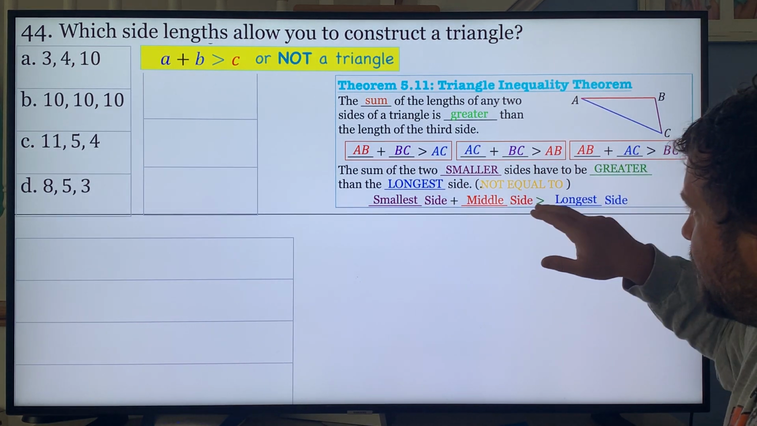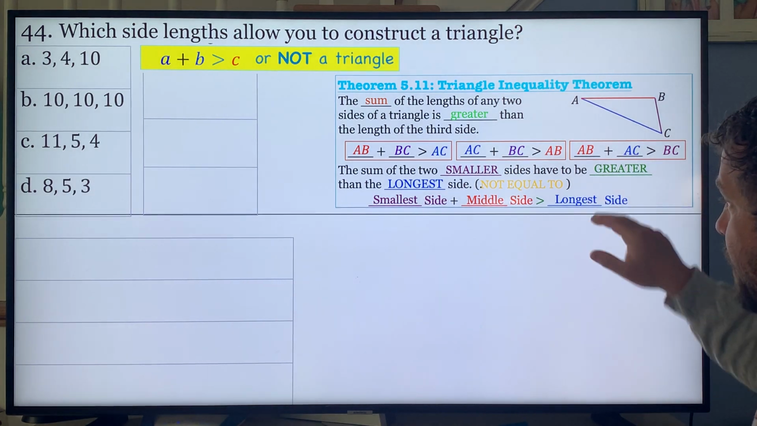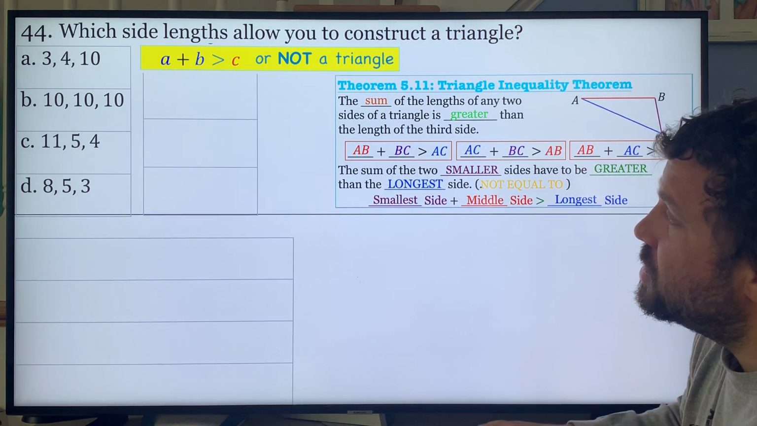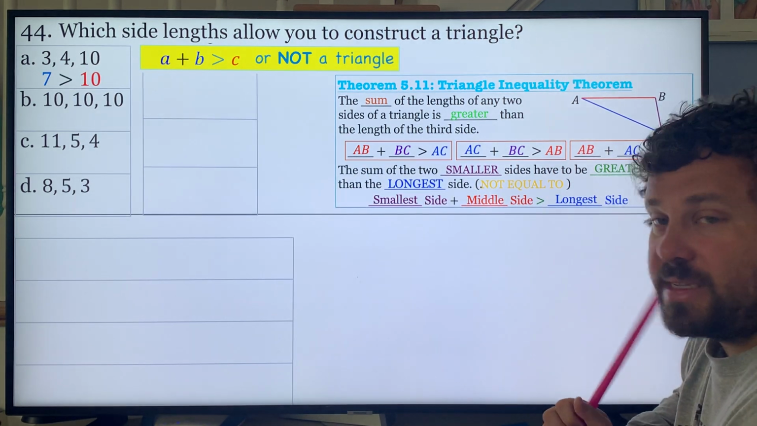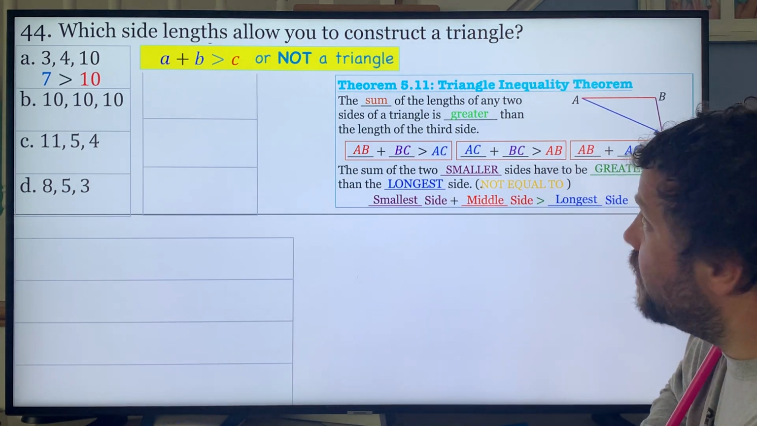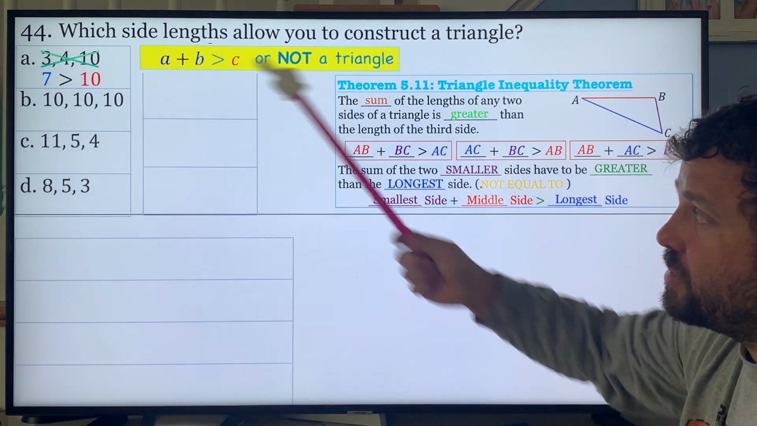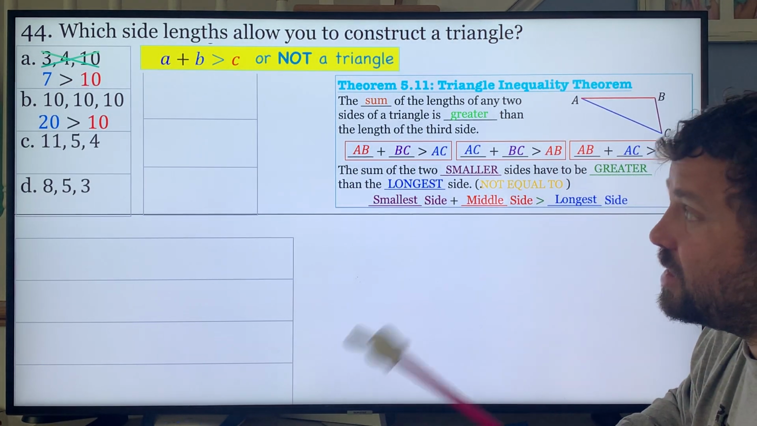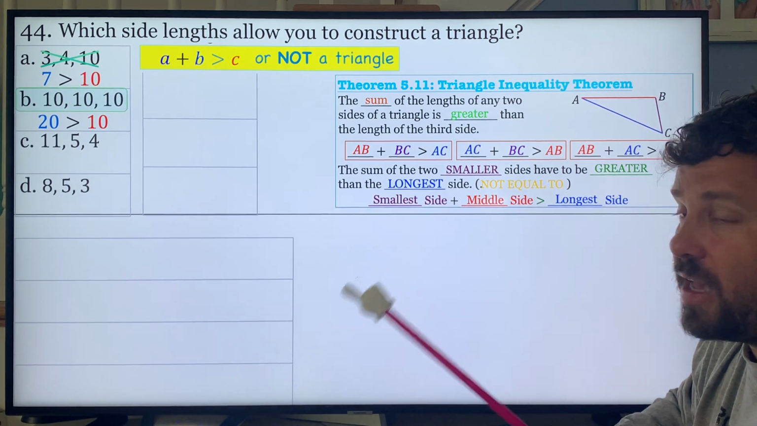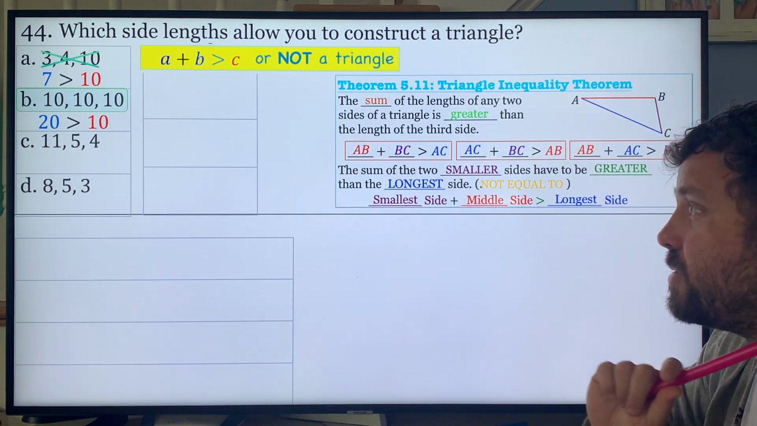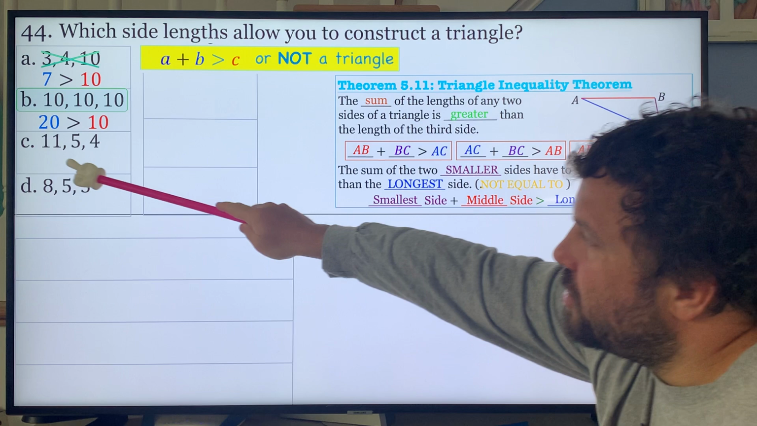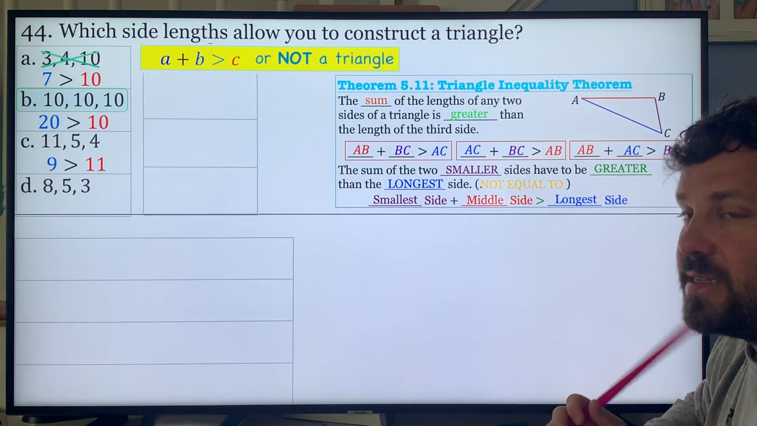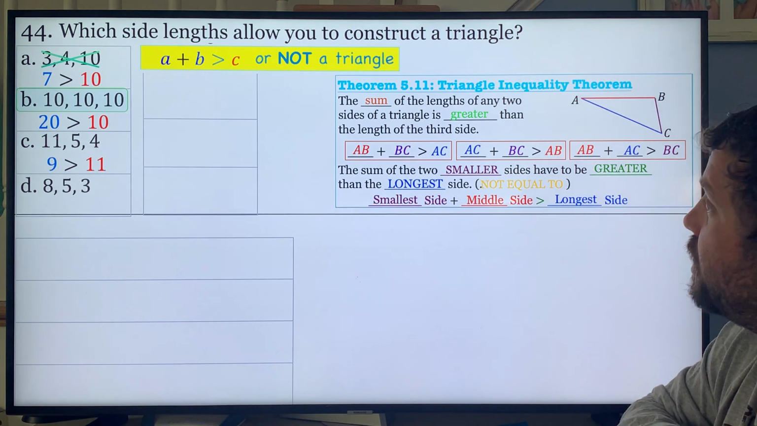So small side plus middle side has to be bigger than the longest side. Got it? We did this in chapter 5, obviously. So 3 plus 4 is 7. Is 7 greater than 10? No, not a triangle. 10 plus 10 is 20. Is 20 greater than 10? Yes, it is a triangle. It's actually an equilateral, equiangular triangle. Here, you don't just add the first two numbers, you add the two smallest numbers. 5 plus 4 is 9. Is 9 greater than 11? No, it is not.